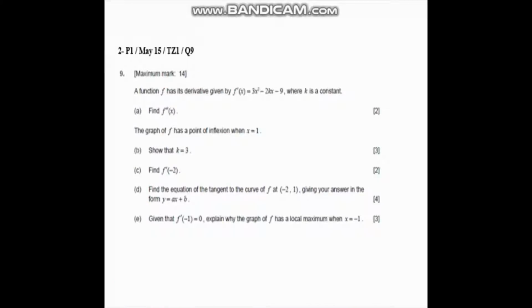Finally, in question E, I'm required to explain why the graph of f has a local maximum when x equals negative 1, given that f dash of negative 1 equals 0. Now, again, let's start with the keyword, local maximum. What does local maximum mean?